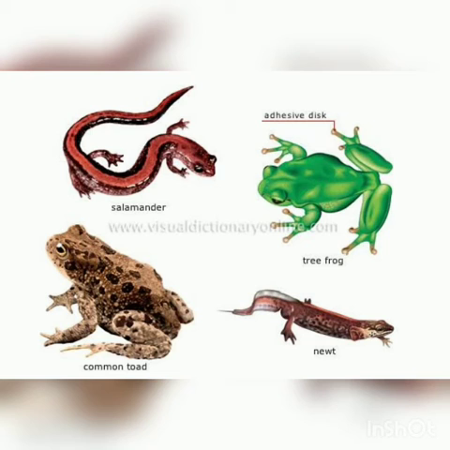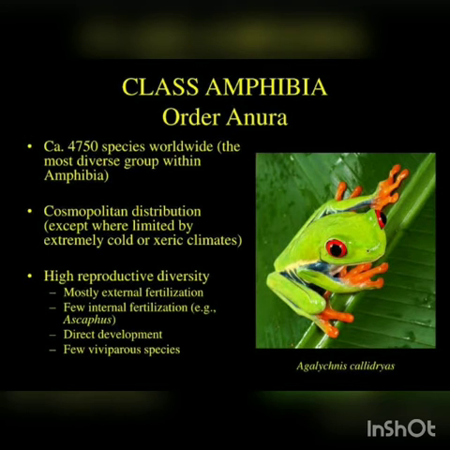Heart is three-chambered. In fishes it is two-chambered, but in amphibians it is three-chambered. They are oviparous and they show hibernation and estivation. It's winter sleep and summer sleep. That means they become inactive in winter and summer.